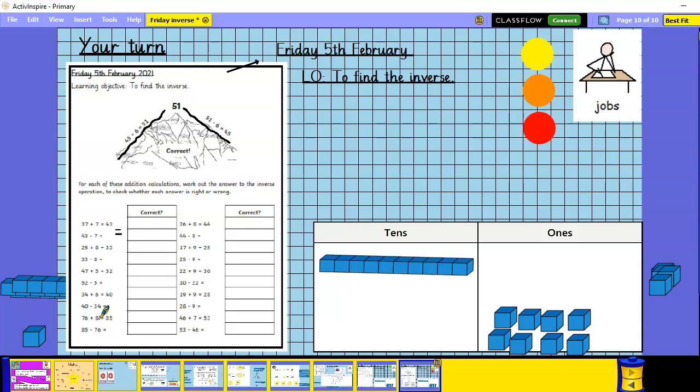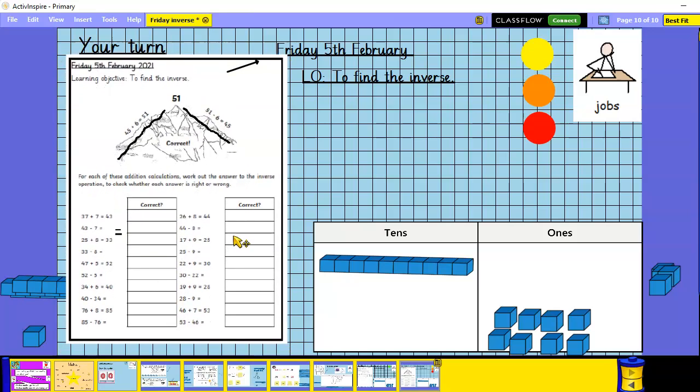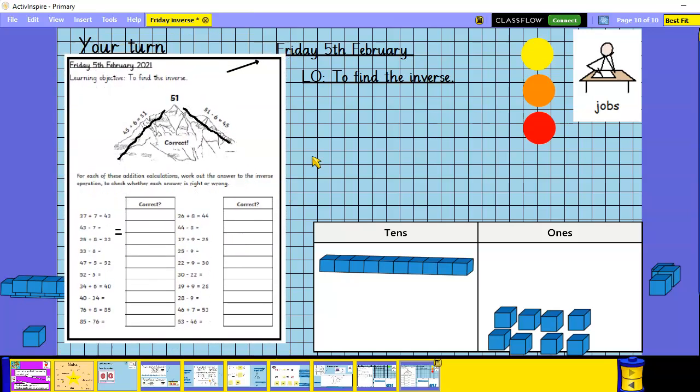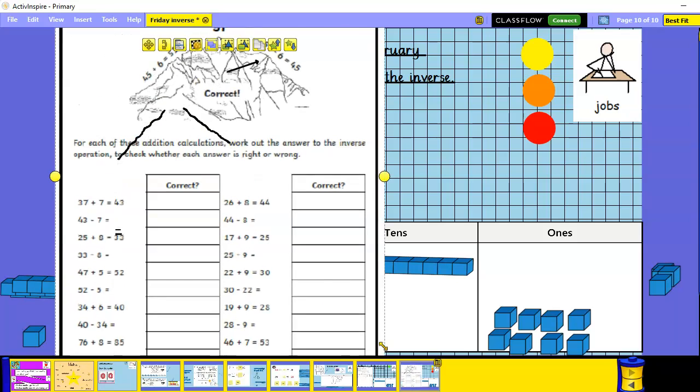These calculations, they might be right and they might be wrong. There might be some trying to trick you in there. I want you to stick this in your book or copy it. So if you're copying it, you write the title, Friday the 5th of February, LO, to find the inverse. And then you don't need to copy the mountain, don't worry about that. You do need to copy the calculations, and then you don't need to copy this box, you'll just tick or cross them.